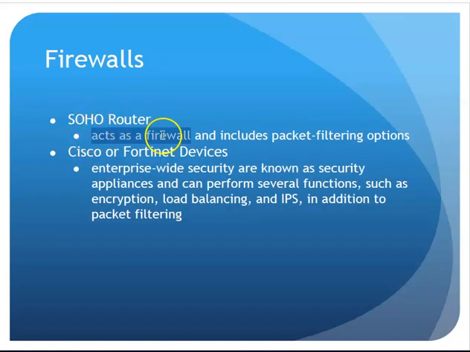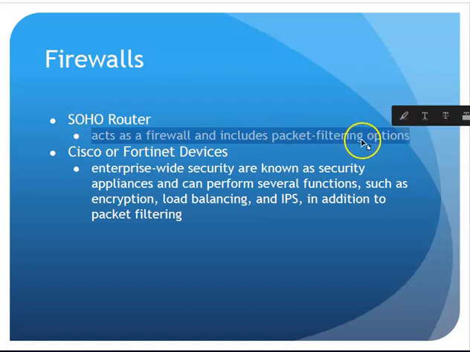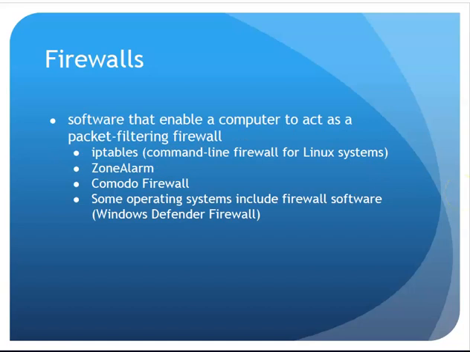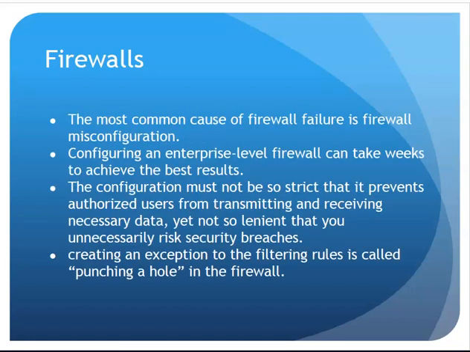My router at home acts as a firewall, includes packet filtering options. Yes, our routers at home typically have this built into them. Things like our Cisco ASA or the Fortinet device, like we're going to use in the lab room, are able to do a lot more. It's a dedicated security device designed to do more for our network. We can also have software that enables a computer to act as a packet filtering firewall. Things like iptables, ZoneAlarm, Comodo Firewall, even Windows Defender Firewall can be used to act like a packet filtering firewall, especially on a host node.